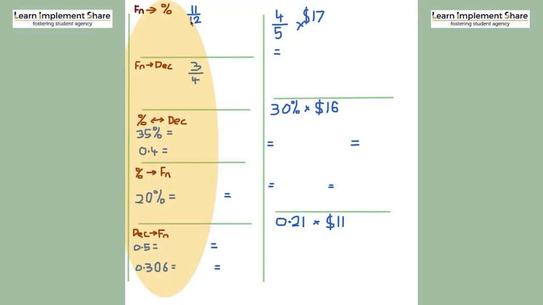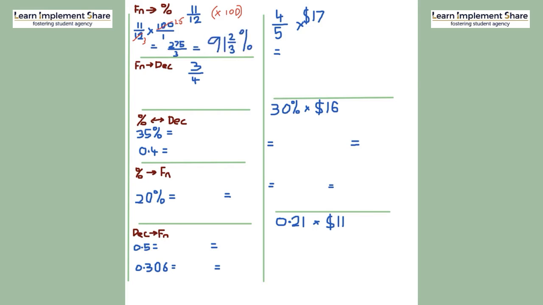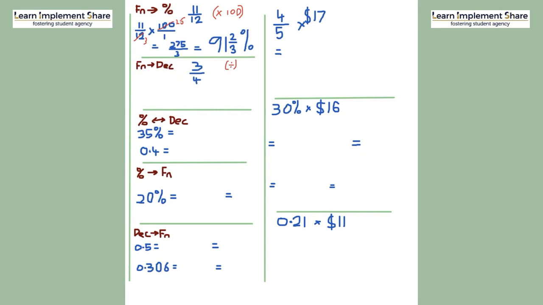Now we can convert between fractions, decimals and percentages. The rule when converting fractions to percentages is to multiply by 100. So in this case we multiply 11/12 by 100, cancel down where appropriate, and that's why we end up with 275 thirds. But that is an improper fraction, and so we do our improper fraction thing and we end up with 91 2/3%.